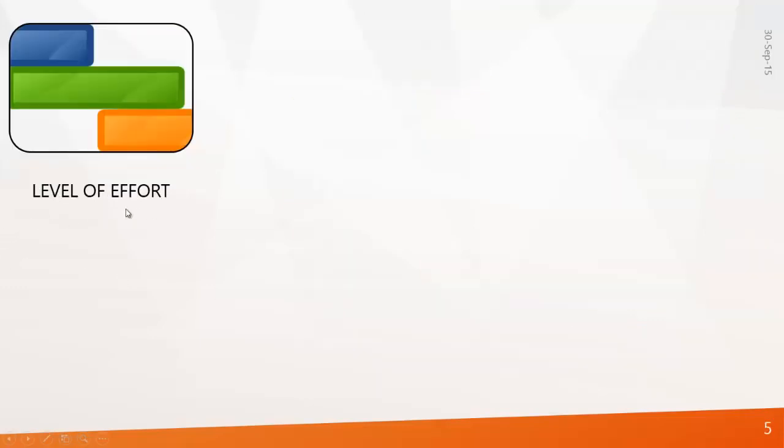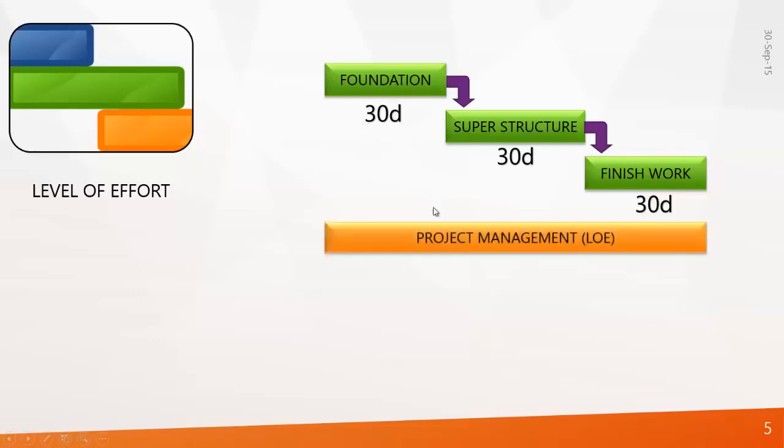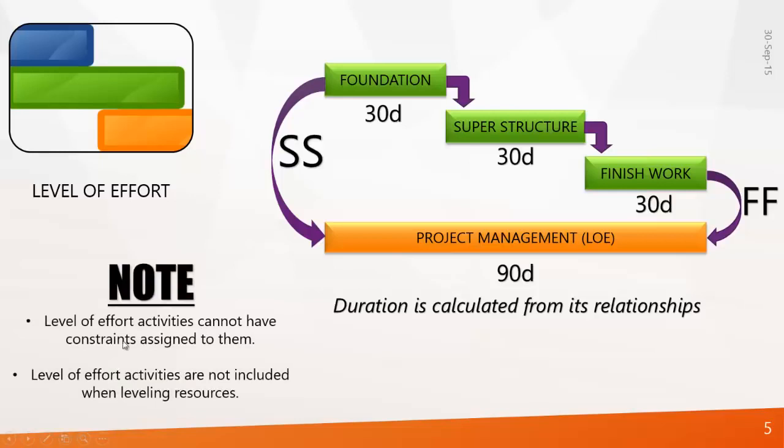Next is level of effort. See this example. Foundation activity finishes and superstructure starts, and after that finishing work starts. Now there is another activity, project management, which has uncertainty in its duration and follows its relationships. These are level of effort activities. In other words, LOE activities calculate their duration from their relationships. When you create LOE activities, keep this in mind: they cannot have a constraint assigned to them and are not included in leveling resources.